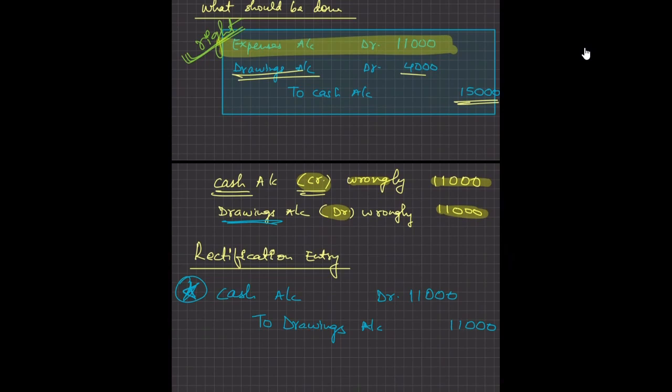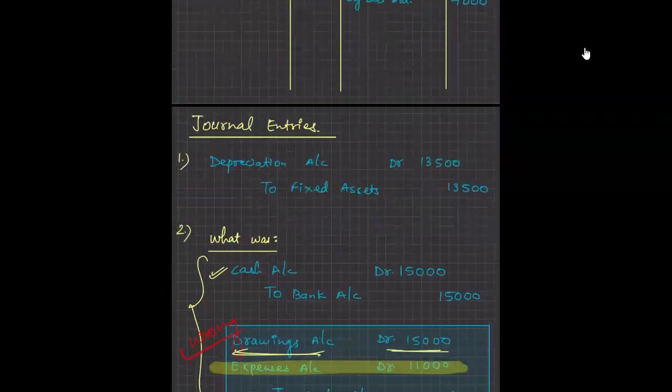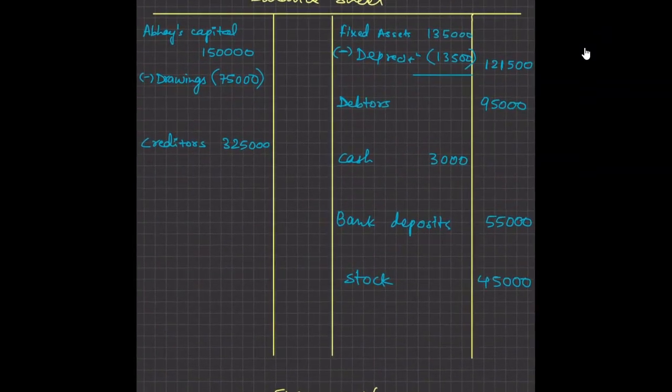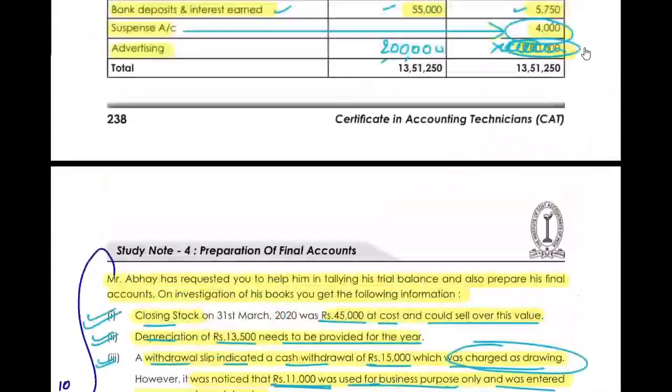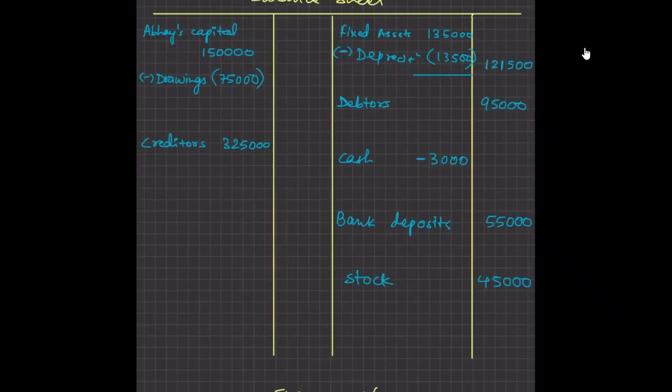Now, if I say that cash account is being debited by 11,000, so this will go to my balance sheet. In the balance sheet, the cash was minus 3,000 earlier. Why minus? Because it was mentioned on the credit side on the trial balance. So now I will correct it. This is as per working note number 2. 11,000 will be added to the cash account.